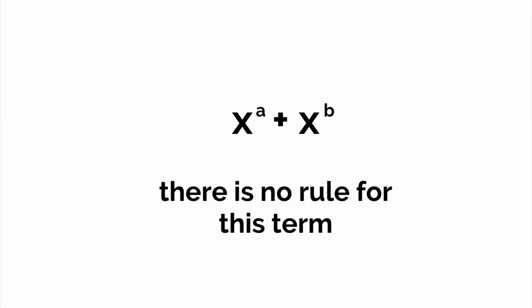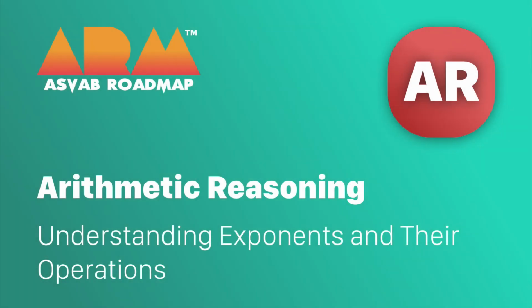Let's notice that x to the a plus x to the b is not listed here because there's nothing we can do with that. Those are 2 separate terms that can't be combined in any way. Alright guys, that was understanding exponents and their operations.